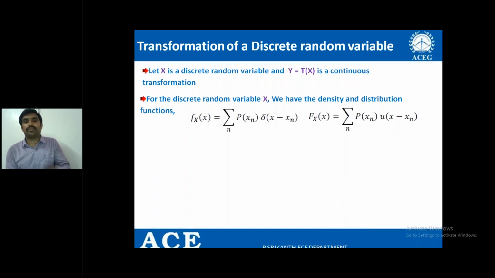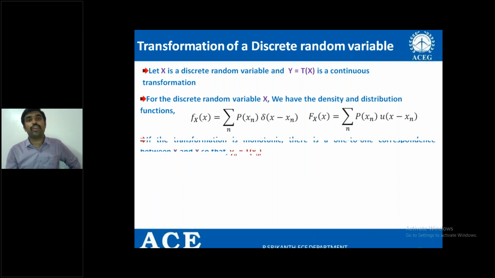The density function is f_X(x) = Σ p(x_n) δ(x − x_n). That is a series of impulses. The density function is a series of impulses, whereas the distribution function is a staircase function. In the functional way, it is F_X(x) = Σ p(x_n) u(x − x_n). Right? So now let us move on to the new density function and distribution function.